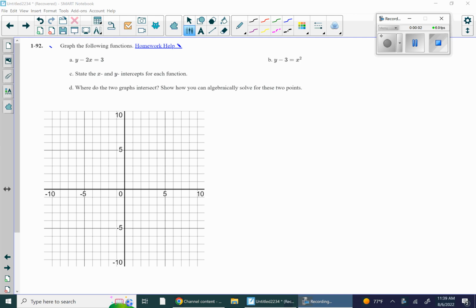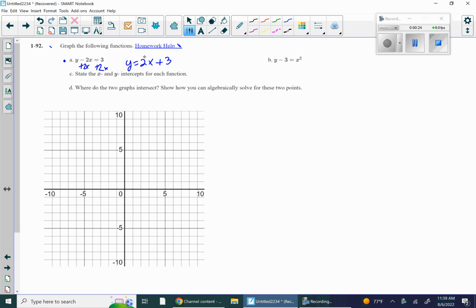CPM Math 3, problem 1-92. We have two functions here we are going to be asked to graph. And function A right here is not in true function form, so I am going to add 2x to both sides in order to get it into the y equals mx plus b form. So it becomes y equals 2x plus 3.